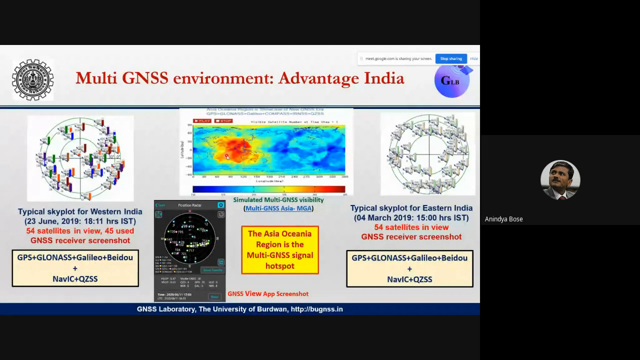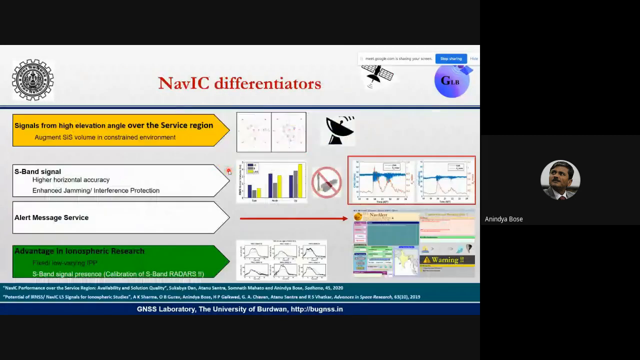So that's why we planned this particular course, on how we can apply, sitting from India, this multi-GNSS environment and the advantage of India for the benefit of our countrymen. So I will stop the first part after showing this one. NavIC or IRNSS is our own system. It gives us several advantages over the other systems.